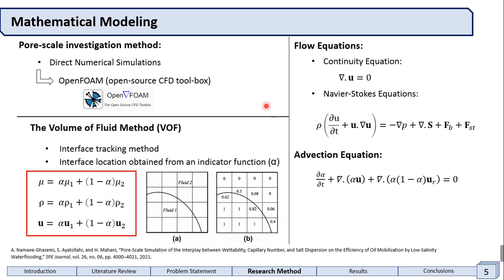For this purpose, we have benefited from OpenFOAM, which is an open source toolbox to conduct direct numerical simulations. To track the interface during our two-phase flow simulations, the volume of fluid method has been selected that uses an indicator function alpha, which determines the fraction of fluids in each cell. Then, continuity and Navier-Stokes equations are solved to obtain the velocity and eventually update the value of alpha by an advective equation to track the interface.